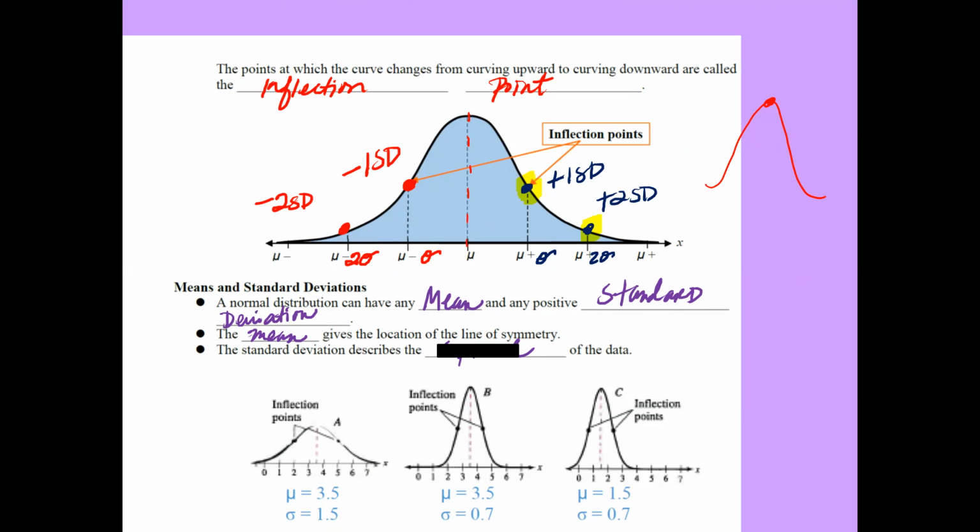The standard deviation is described as the spread of the data. So if you take a look at the 3 graphs below, your inflection points are right here. This spread obviously is very wide, so it's flatter. This spread is very narrow, so it's skinnier. And this one here, if you take a look at it, is just skewed to the left because most of the data are moved over to the left.